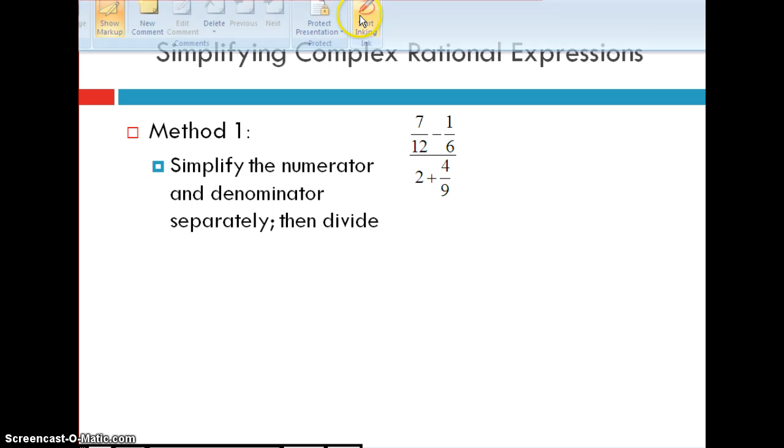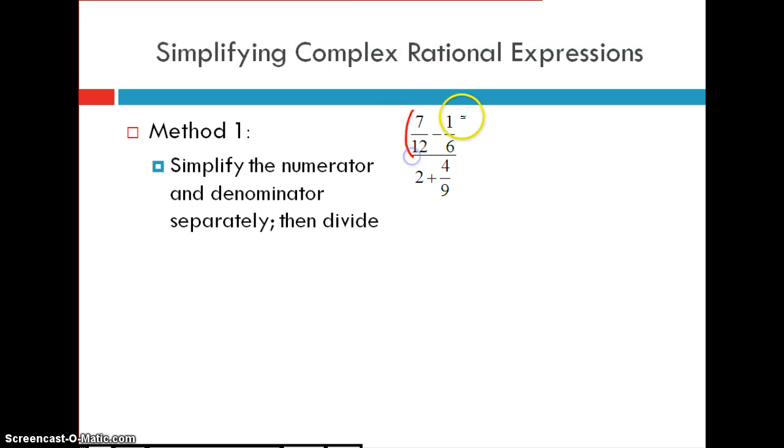Okay, so if we're going to do that, we have to first recognize that this numerator and the denominator are just made up of expressions or fractions that are being added and subtracted to each other. So if I'm going to simplify just the numerator, I'm going to have to get a common denominator. And I recognize that the common denominator is 12, so I have to multiply this by 2 and the top by 2. So I would have 7/12 minus 2/12 for my numerator, which would give me in the numerator 7 minus 2, 5/12.